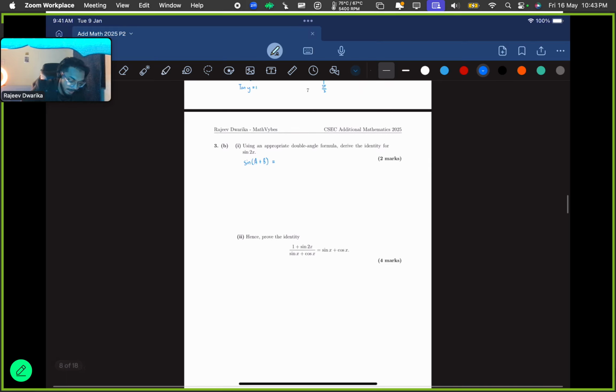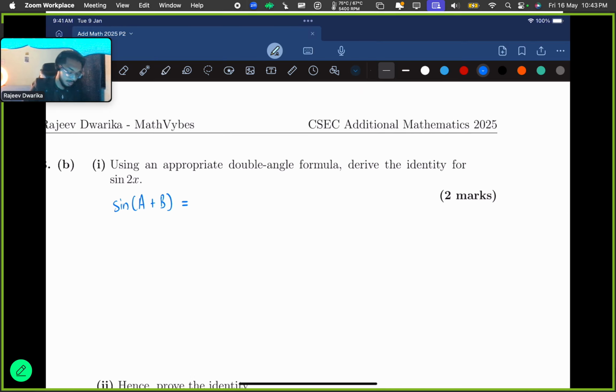So, sine A plus B is going to be equal to sine A cos B plus cos A sine B. And in this case, both of the angles that I'm adding are the same. So x plus x. And so that's going to be equal to sine x cos x plus cos x sine x. And on your left hand side, that's going to turn to sine 2x. And over here, you have sine x cos x plus cos x sine x.